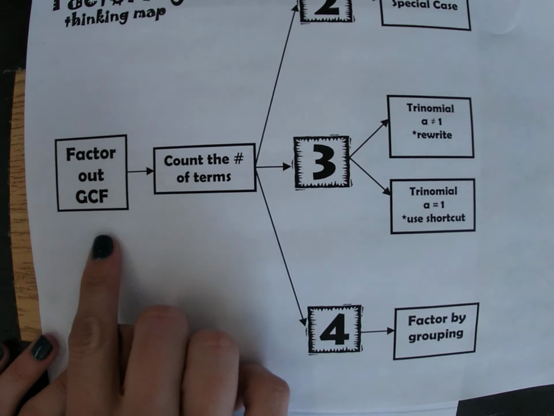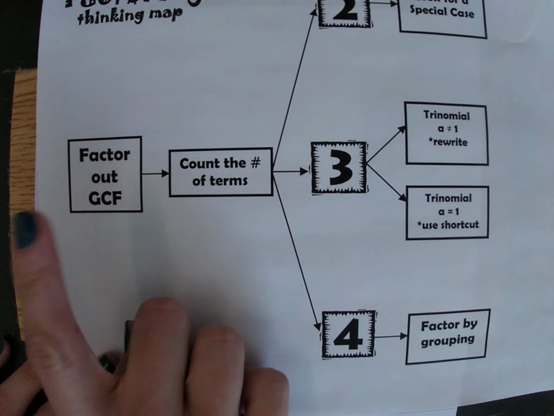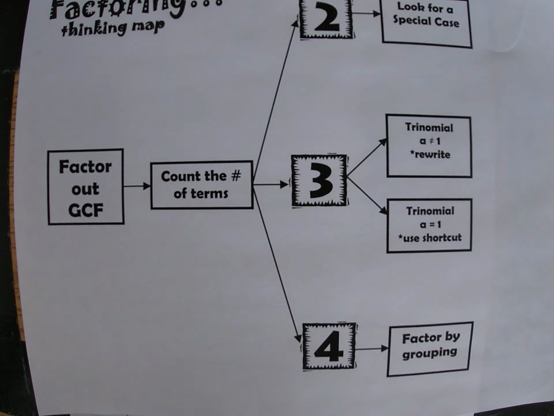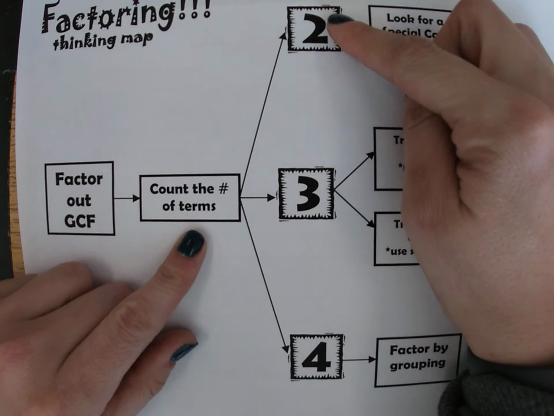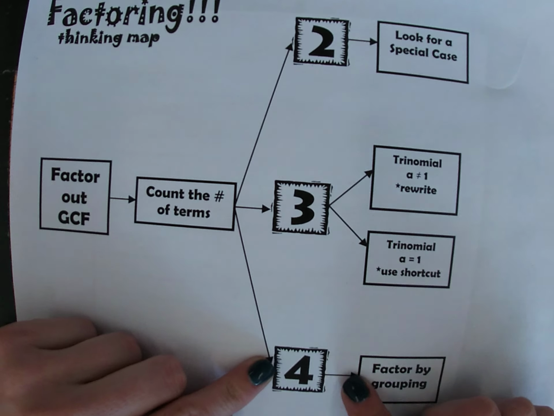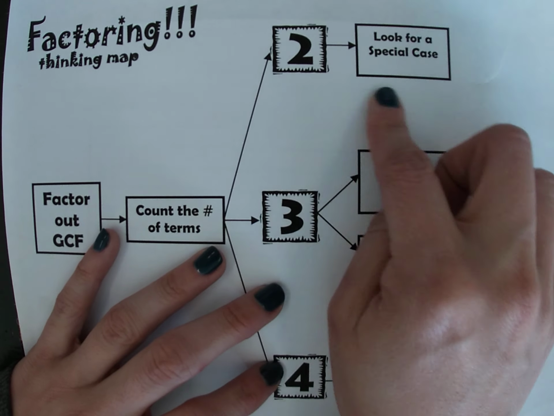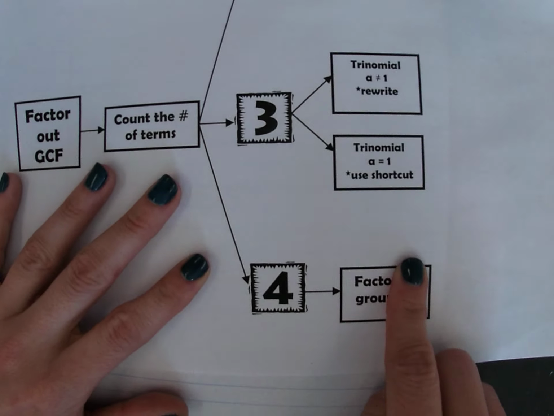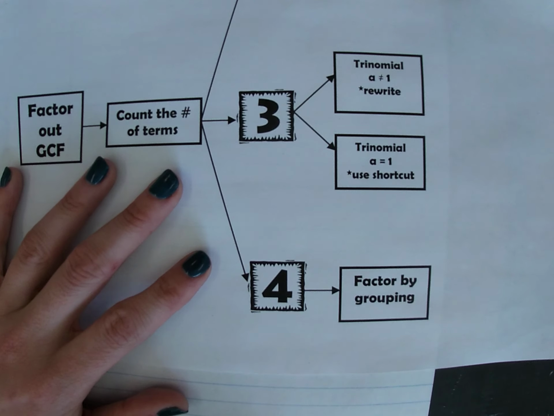The first thing we are always going to do is see if we can factor out a GCF, because factoring out a GCF works with any number of terms. So we always want to check that first. Then we'll move on and count the number of terms and see which category we fall in over here. If there's two terms, we'll look for a special case. If it's three terms, we'll look for some type of trinomial. And if it's four terms, we will factor by grouping.